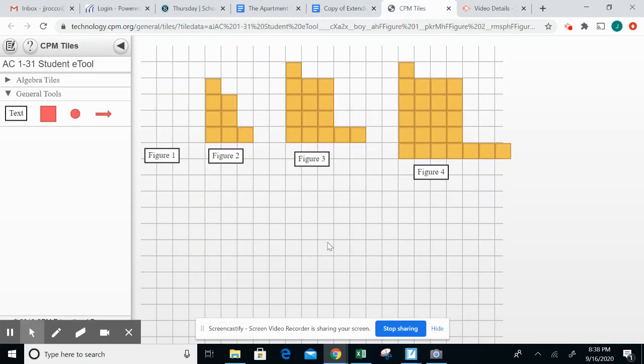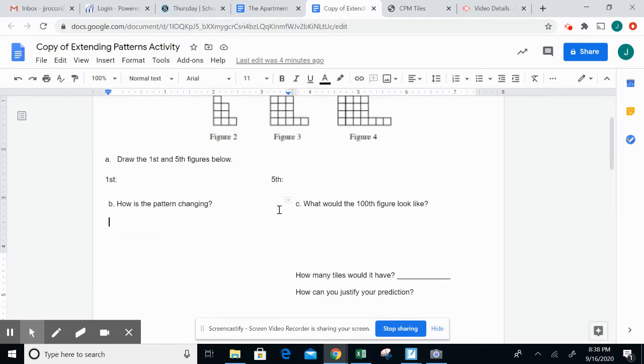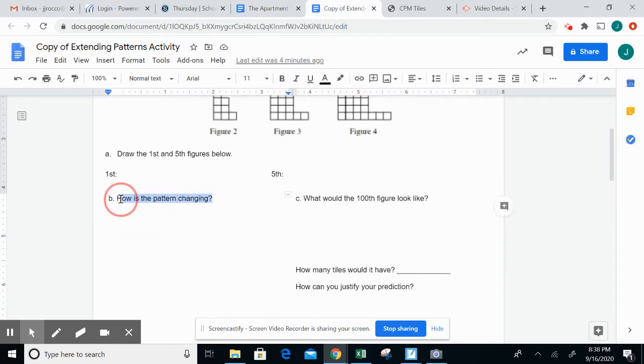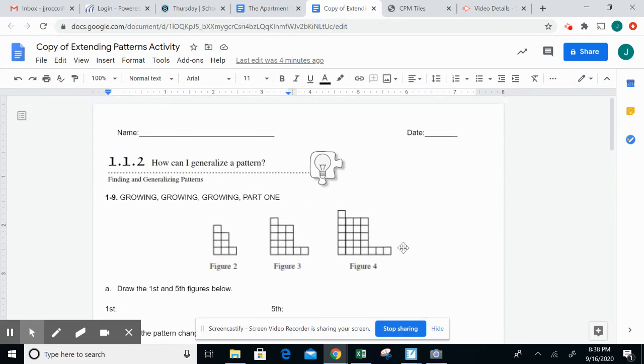So when I say pieces, this is how I would break it down personally. And perhaps I should have changed the order of the questions. This is really the first question you should be trying to answer, in my opinion. How is the pattern changing? That way, once you get that, that's basically your rule. And then you're just going to use that to create the first, the fifth, and the 100th figure. All right, but we need to use the things we know to figure out the things we don't know.